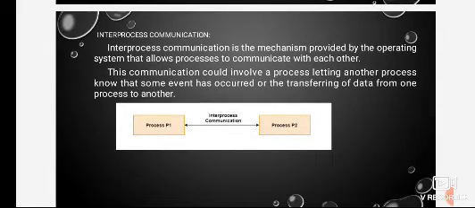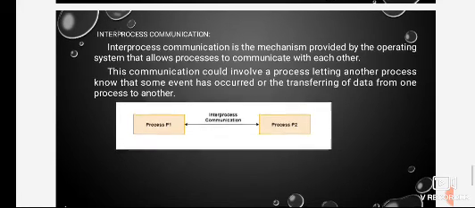Then inter-process communication. Inter-process communication is the mechanism provided by the operating system that allows processes to communicate with each other. This communication could involve a process letting another process know that some event has occurred, or the transferring of data from one process to another. So this is the diagrammatic representation of inter-process communication.